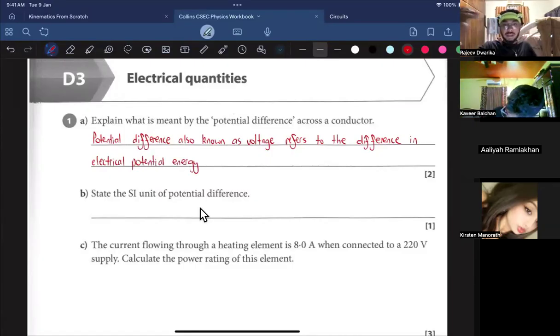So yeah, if I get the questions correct, please move on to the next questions, right? So we could speed up. We still have to do logic gates and radioactive physics, right? So potential difference, also known as voltage, refers to the difference in electrical potential energy per unit charge in the middle of 2 points.